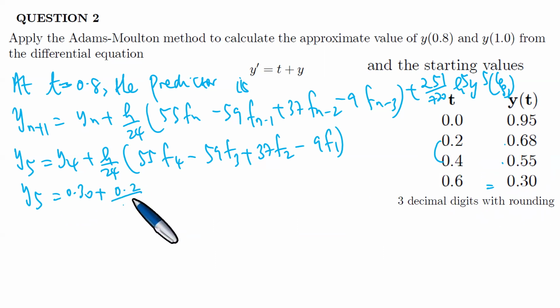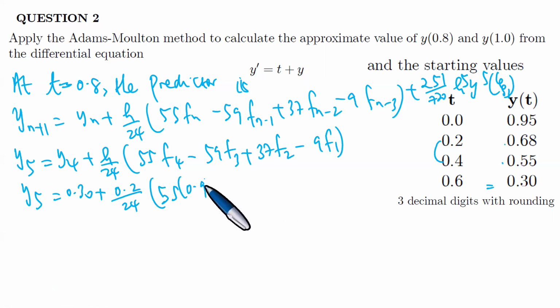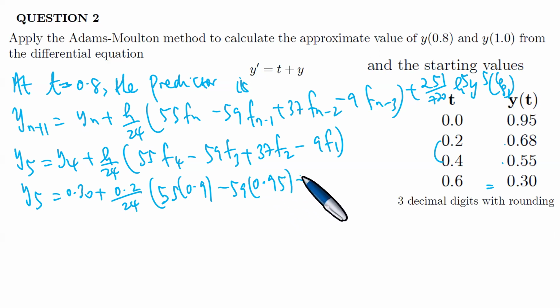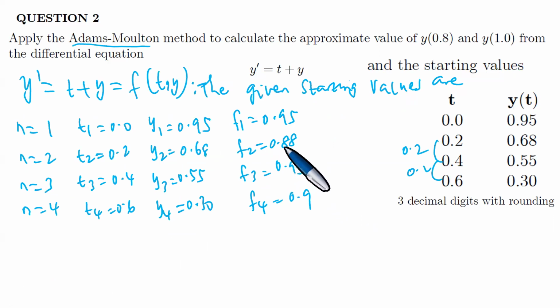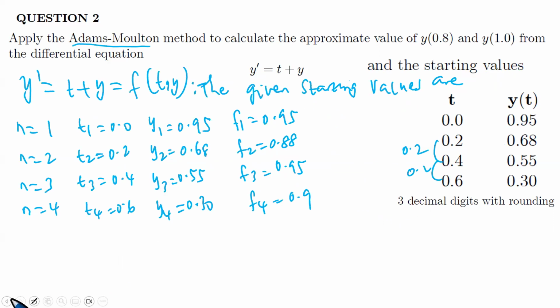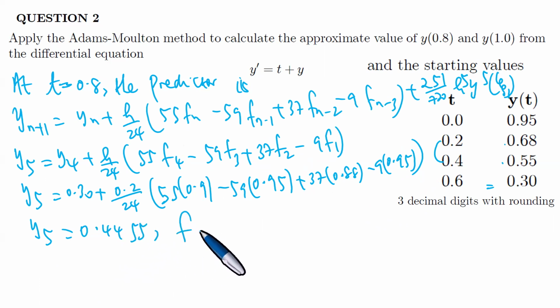In which case, it's going to be 0.2 divided by 24, times 55 F4. F4 is 0.9, minus 59 F3. F3 is 0.95, plus 37 F2, 0.88, minus 9 F1, 0.95. So we're able to get y5 when we use our calculator. When we entered everything last time, it was 0.4455, we remember that. And now we need to get an f5.